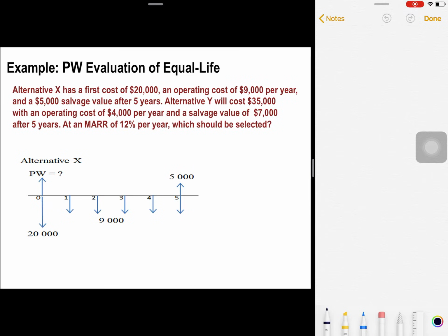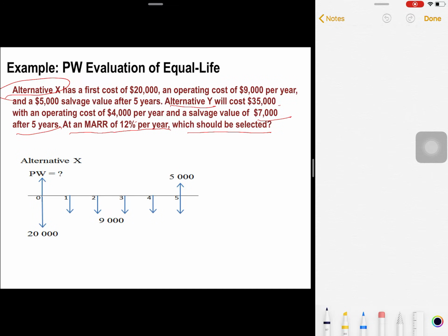Alternative X has the first cost of $20,000, an operating cost of $9,000 per year, and $5,000 salvage value after 5 years. So we have two alternatives here, X and Y. Alternative Y will cost about $35,000, which is more than alternative X, with an operating cost of $4,000 per year and a salvage value of $7,000 after 5 years. Taking into account that the MARR is 12% per year, which should be selected? So we have two, X or Y.